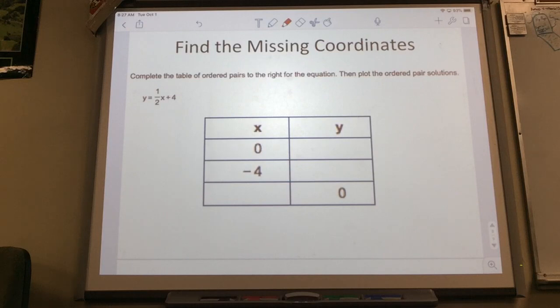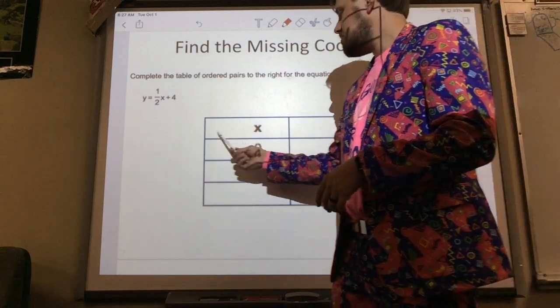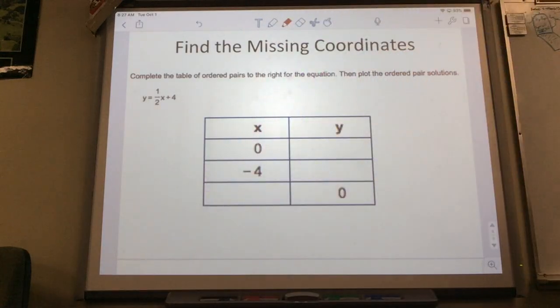All right, next one. So, exact same thing. We're just plugging stuff in, but now it's in a table format. Okay, but we're still just going to plug it in. On this first line, they've given us an x value. So that means we want to plug it in to figure out our y value. So on that first one, that is y equals 1/2 times 0 plus 4. Okay, 1/2 times 0 gives me 0, so y equals 4.